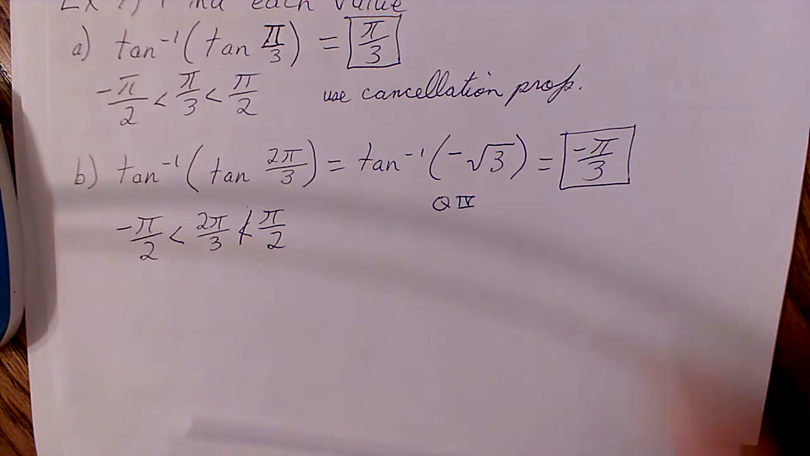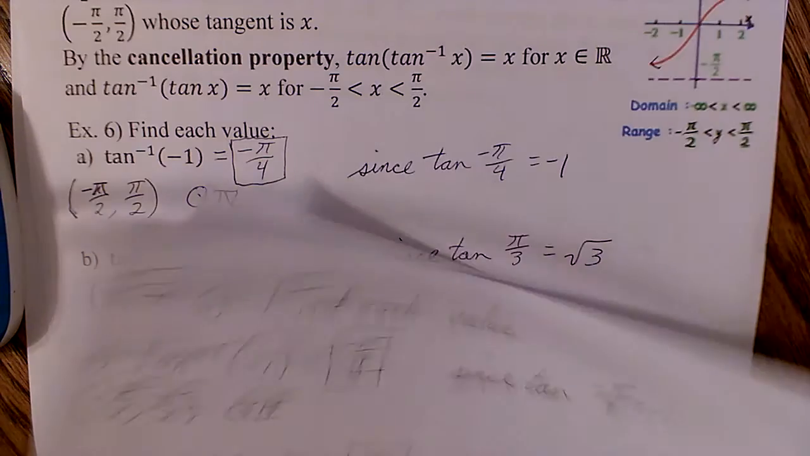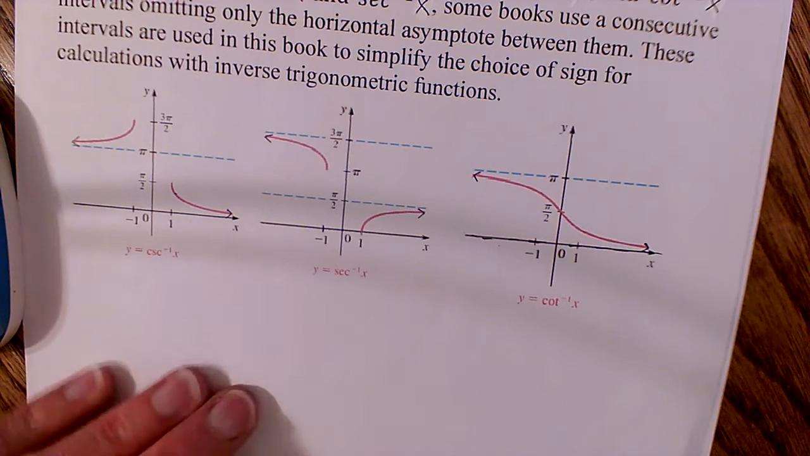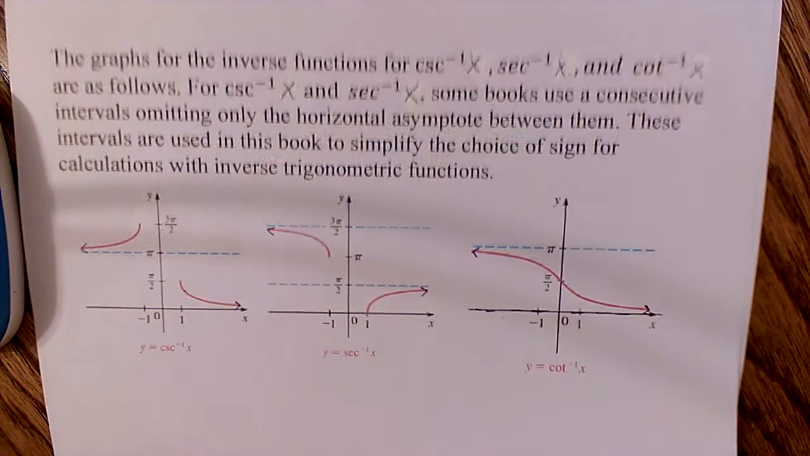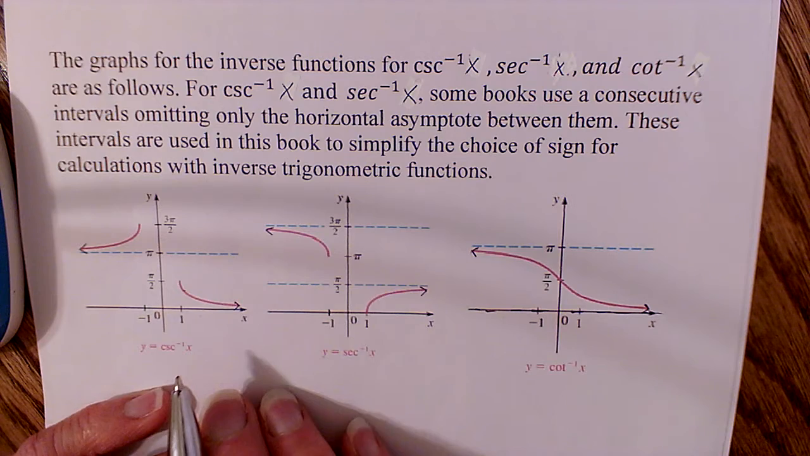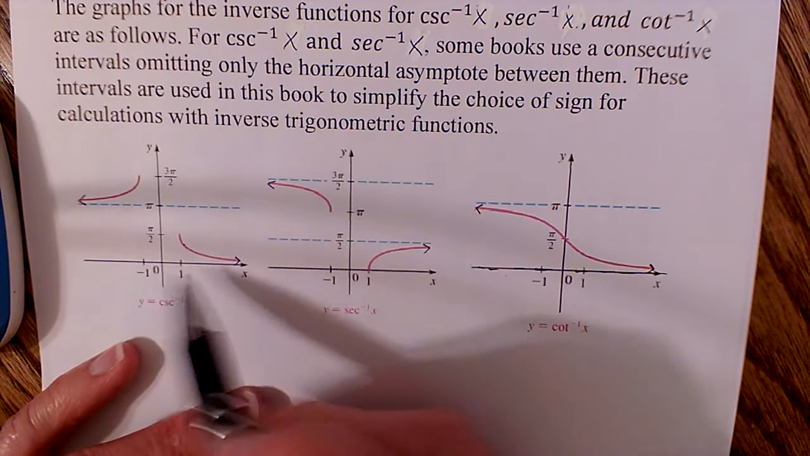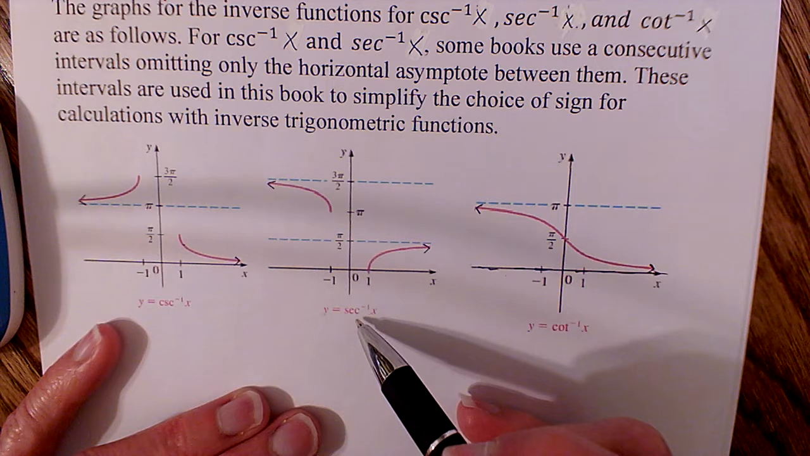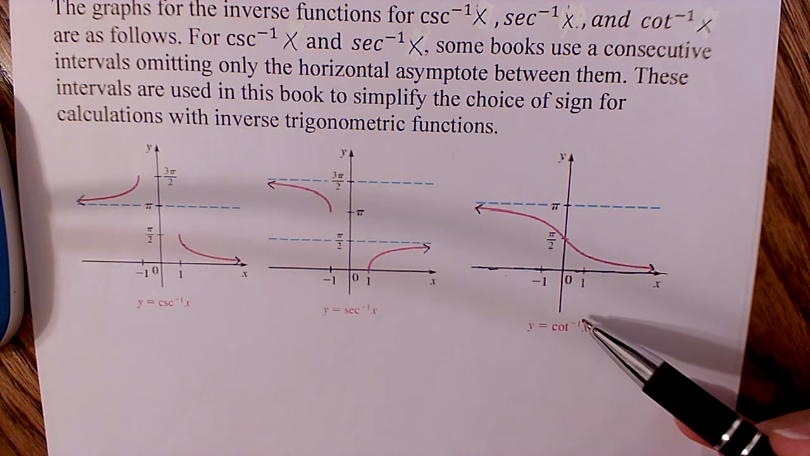All right. So the last thing we want to look at in this lesson is the graphs of the inverse functions for inverse cosecant, inverse secant, and inverse cotangent. They are as follows. They're down here. Here's the graph for inverse cosecant. This one's for inverse secant. And this one's for inverse cotangent.